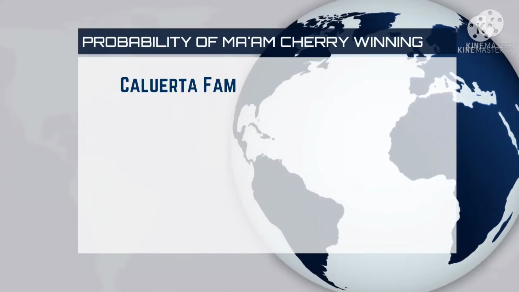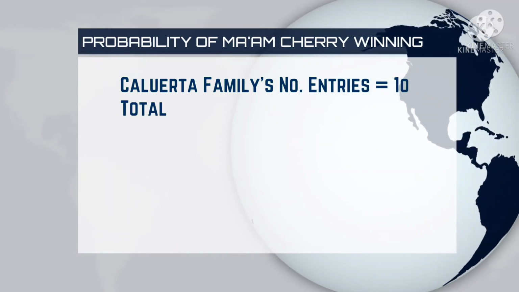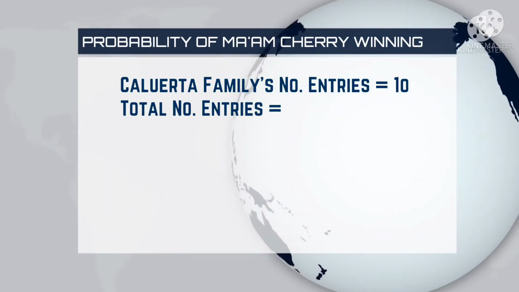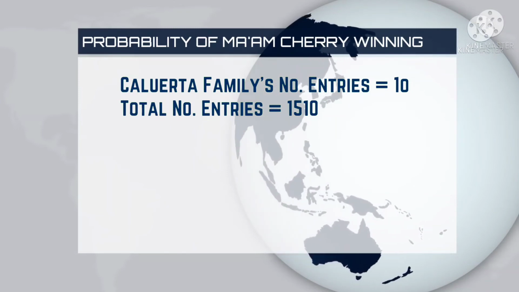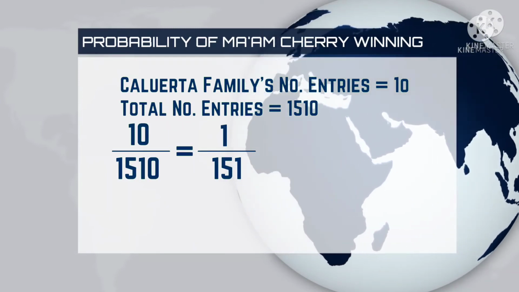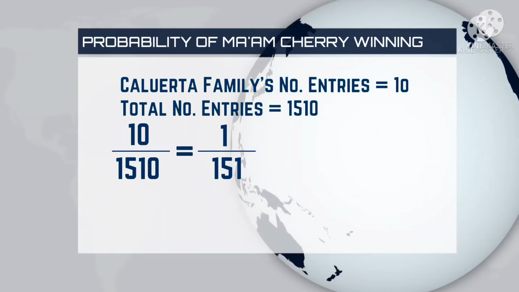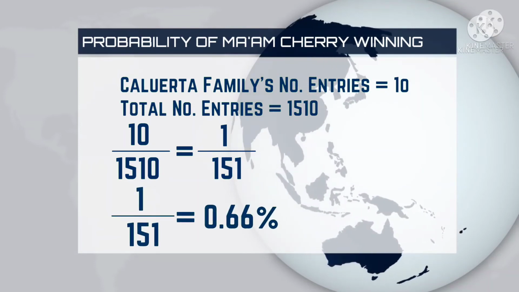So, a 10% chance of winning? That's wrong. If Mrs. Calorada's family submitted 10 entries to our raffle, and our team counts over 1,510 entries to the raffle, then that means she has a chance of 1 out of 151 of being chosen as the next lucky winner of a brand new house and lot, or a 0.66% chance. But don't get your hopes down. Remember, anything can happen. Back to you, Jheyan.